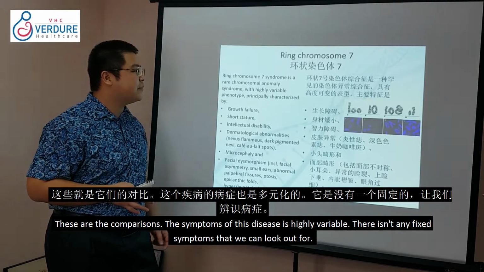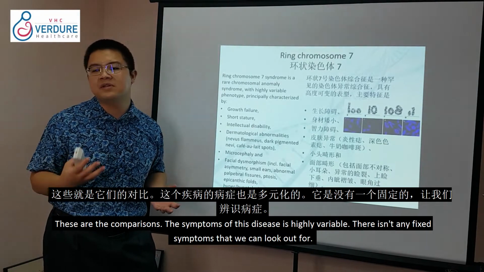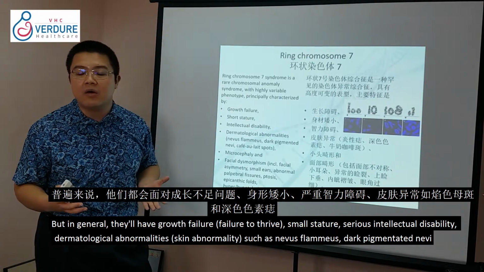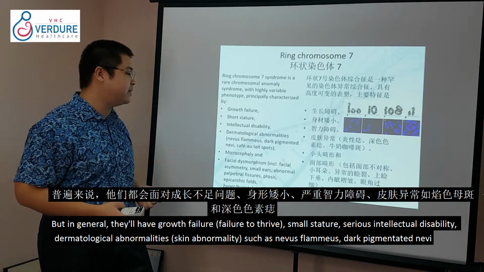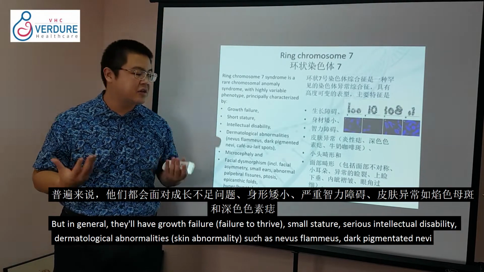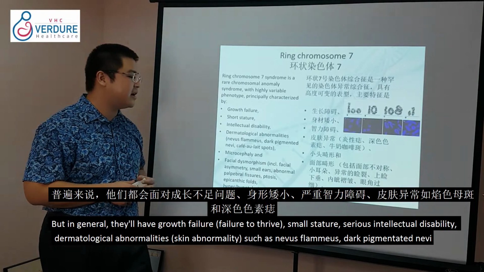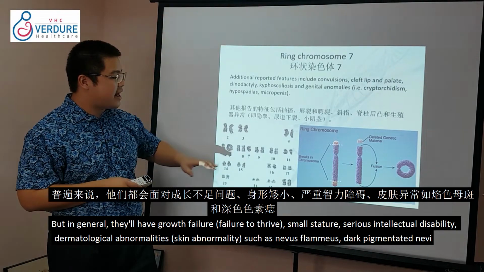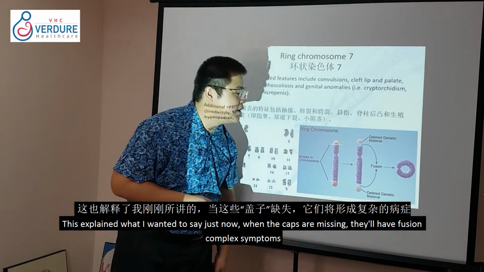This particular disease, the symptoms are highly variable, so there are no fixed symptoms that we can look out for. But generally, they will have growth failure or failure to thrive, a very small stature, serious intellectual disability, and dermatological abnormalities, meaning the skin has abnormalities such as nevus flammeus and dark pigments. So that explains what I wanted to say just now. When the caps have been missing, they will have fusion-like symptoms.